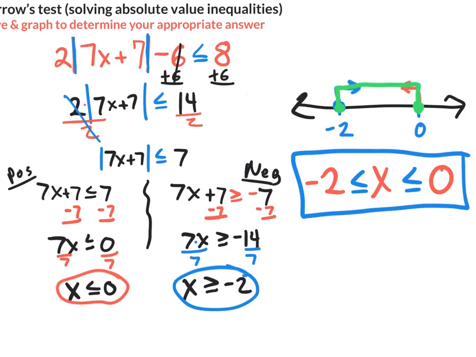Now, if the areas would have gone apart, then I'd simply put an or right there, and that would be my entire answer, the answer separated with the word or. If they're apart, put the word or. If they're together, you have to put it together as a compound inequality like that. Moving on to the next question.